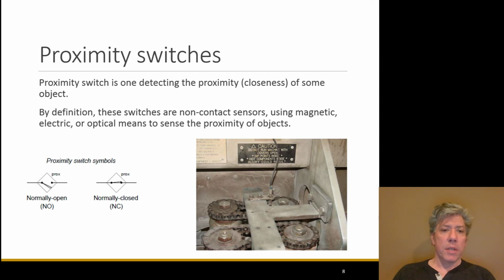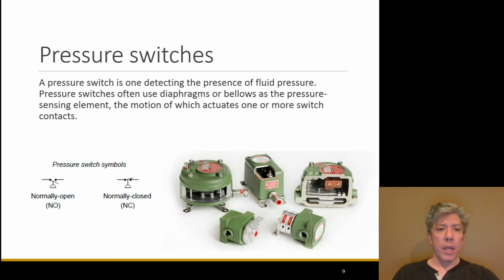But proximity switch standard symbols are shown there, one normally open and one normally closed. Now usually in this type of sensor, you don't have a normally open and normally closed set of contacts. Most of the time it's just a normally open switch, and then when it senses something in front of it, that switch closes and it goes from false to true. But you can get it the other way around, where it's normally closed, and then in the active state, when it's sensing something, it opens up.